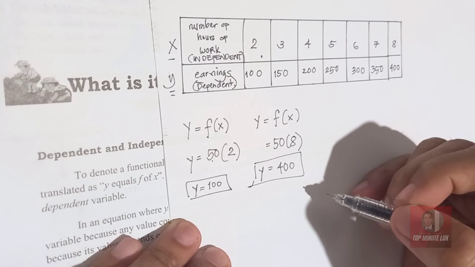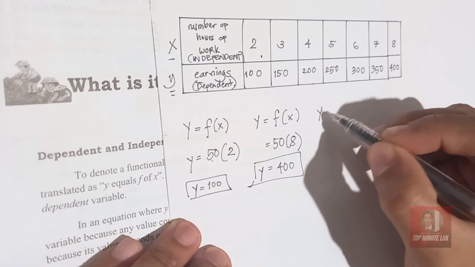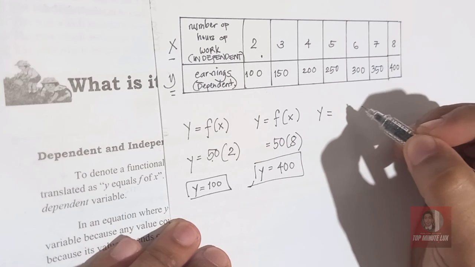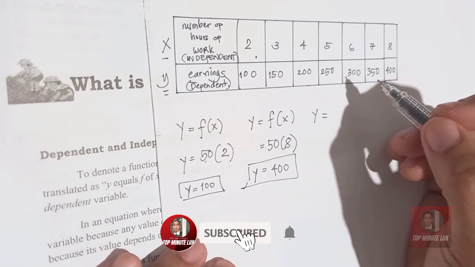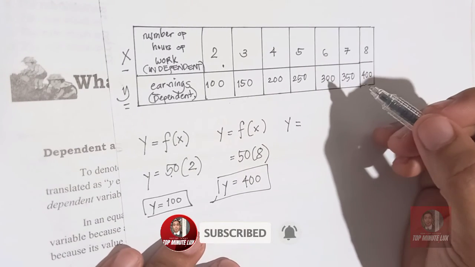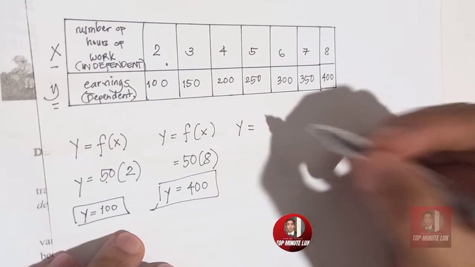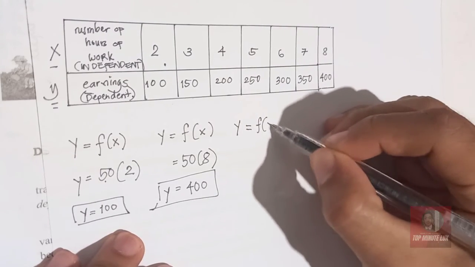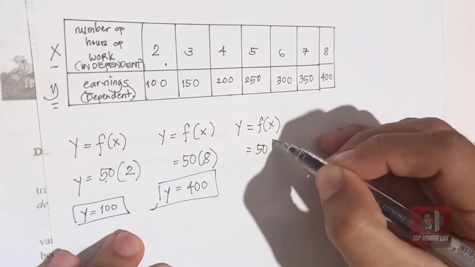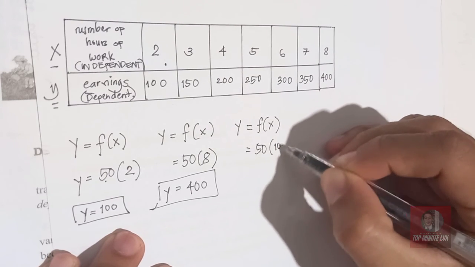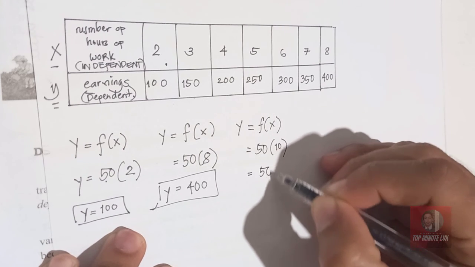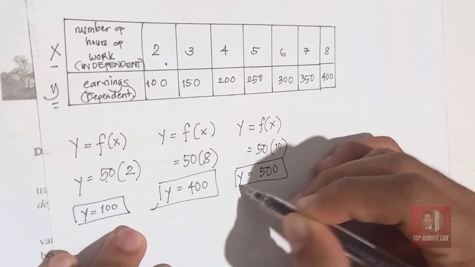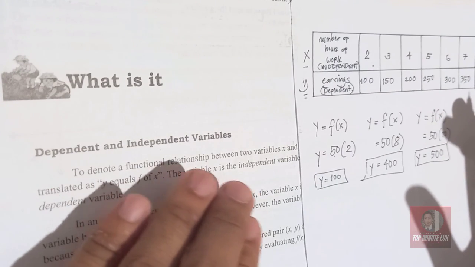How about if it is 10 hours of working? There is already an overtime of 2 hours because the normal working hours is only 8 hours. Beyond that, it's already overtime. So you work for 10 hours. So f of x, your f will be 50 pesos and your x is 10 hours. So 50 multiplied by 10 will give us 500 pesos. That's how simple it is in determining dependent and independent variables.